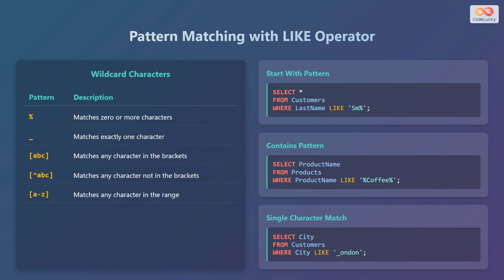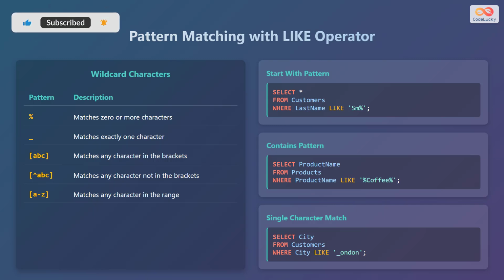The square brackets with A, B, C inside matches any character in the brackets. The square brackets with ^A, B, C inside matches any character not in the brackets. The square brackets with A-Z inside matches any character in the range. Let's look at some examples.